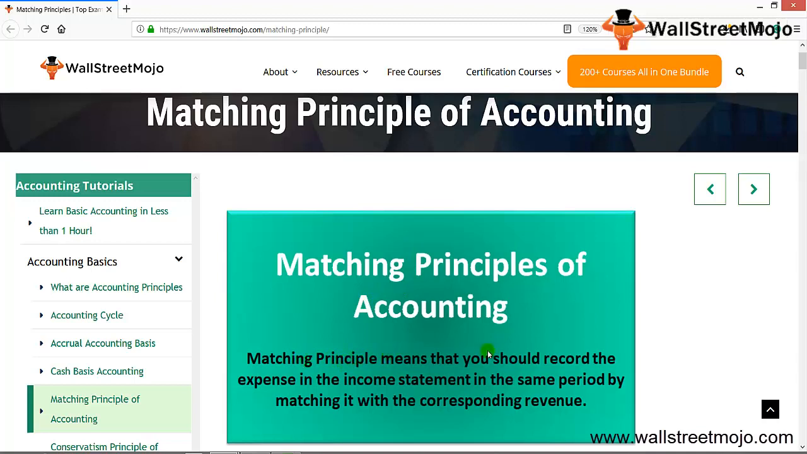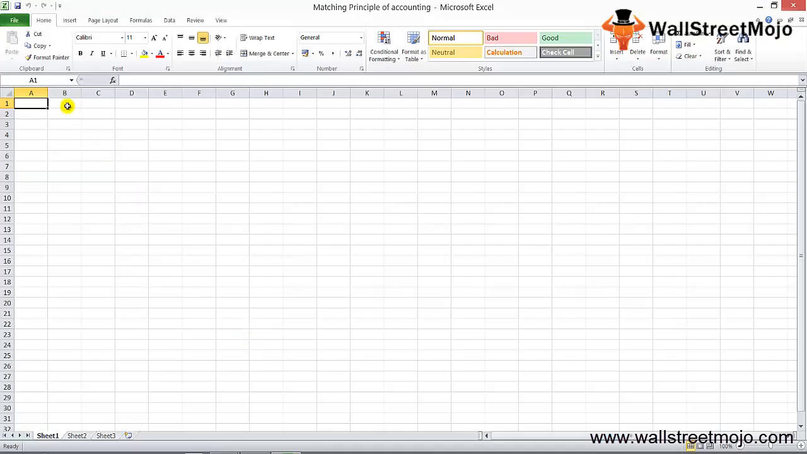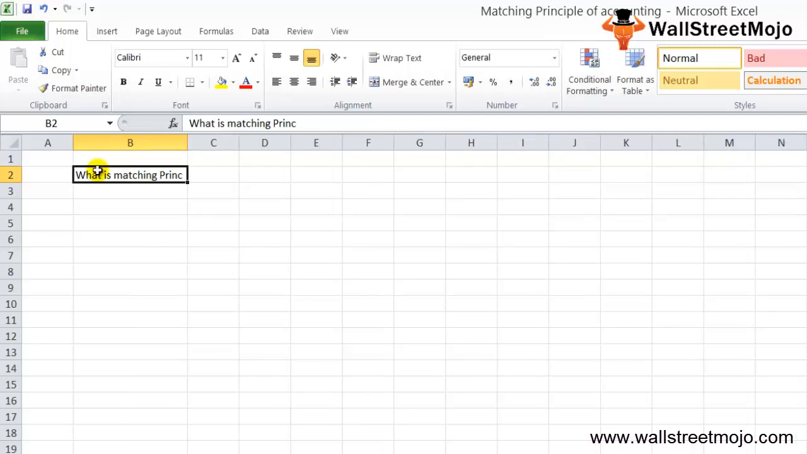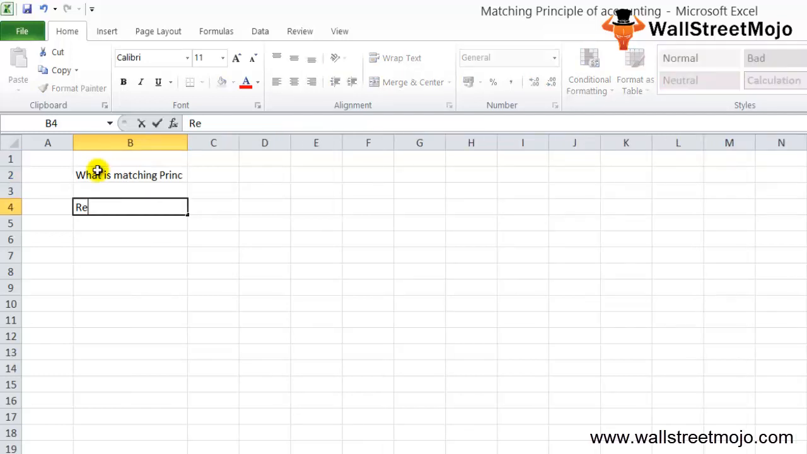Matching principle means that you should record the expenses in the income statement in the same period by matching it with the corresponding revenue. So the expense and the revenue should be recorded in the same period. Now, what is the matching principle? The matching principle basically means that you should record the expenses in the income statement in the same period by matching it with the corresponding revenue.